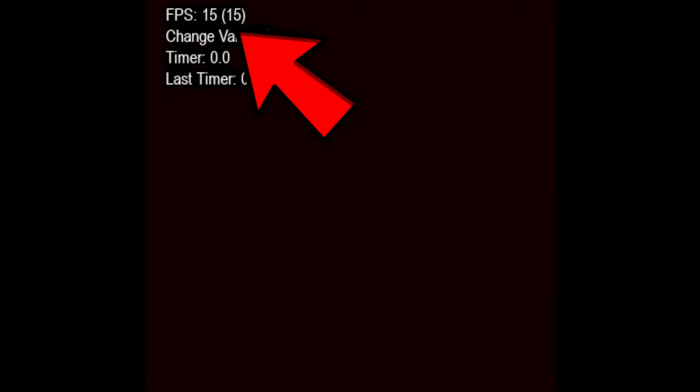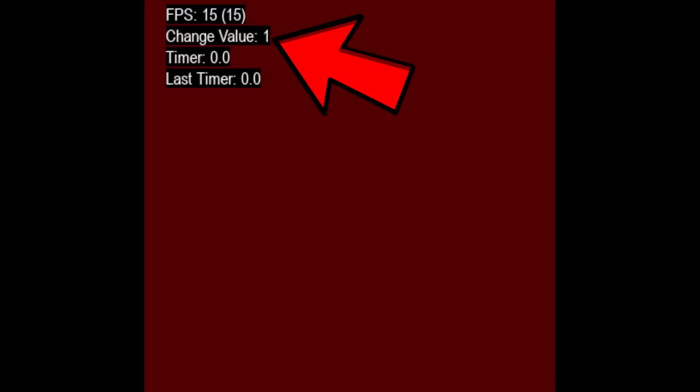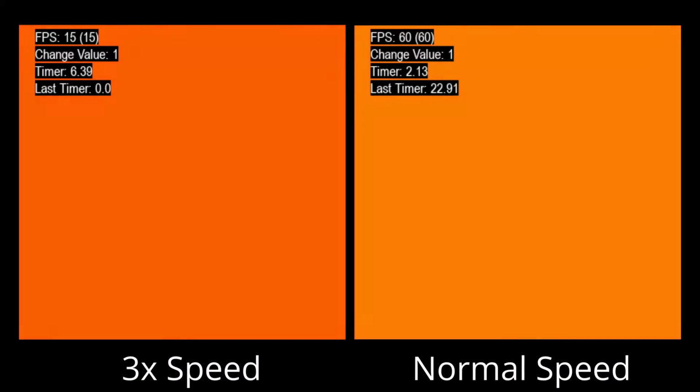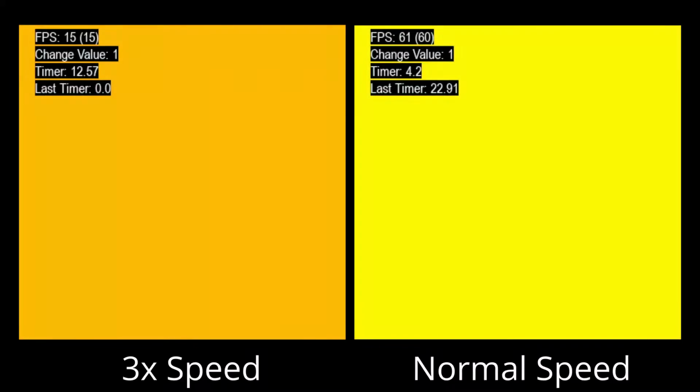Here you can see what the target FPS is and what Pygame is managing to do. Below that you can see the amount of color change that happens every frame. And finally we have a timer that measures how long it takes to do a full cycle for us to compare. We are currently testing the effects of different frame rates without delta time.